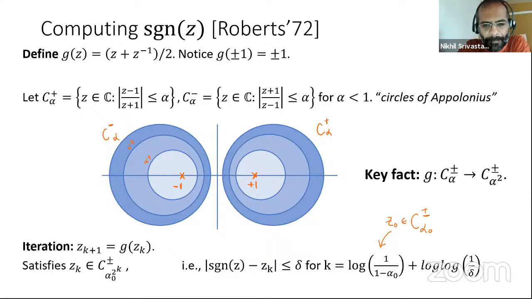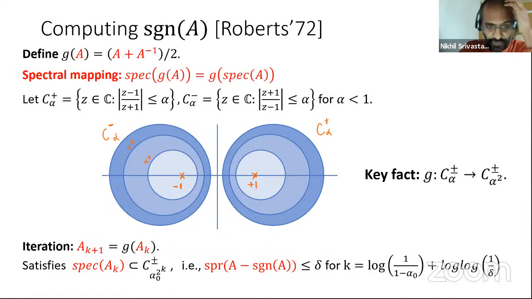Okay. So how do you compute the sign function of a matrix? Well, it's actually almost the same. Let's define a function on n by n matrices: G of A is (A plus A inverse) over 2. Let's assume A has no eigenvalues on the imaginary axis. By the spectral mapping theorem, the spectrum of G of A is just G of the spectrum of A. So when you apply this map to matrices, literally the same thing happens to the eigenvalues. So the iteration is now A k plus 1 is G of A k. You take the matrix and average it with its inverse.